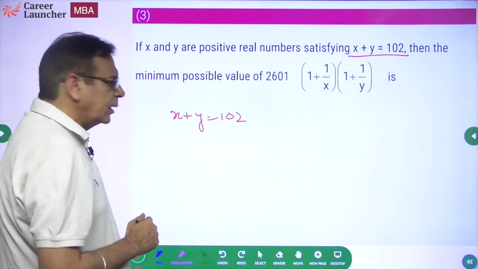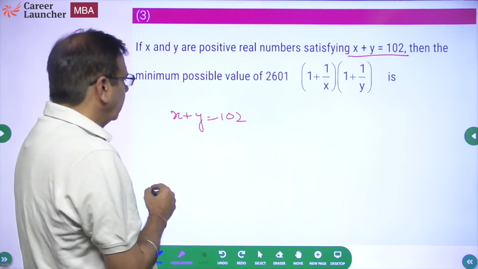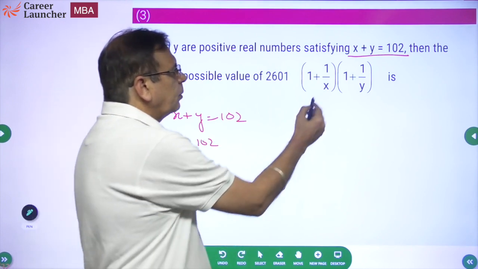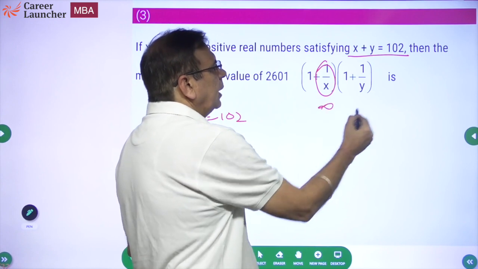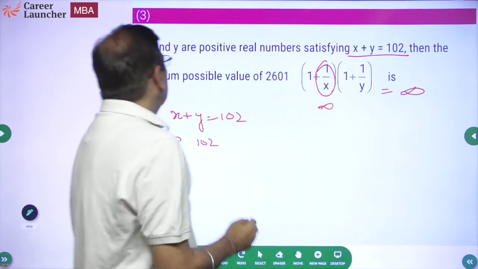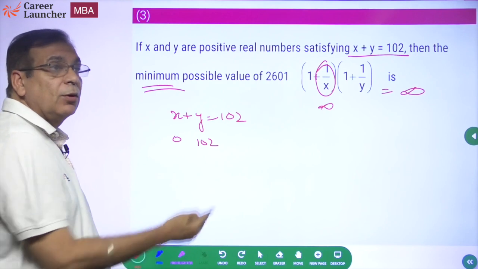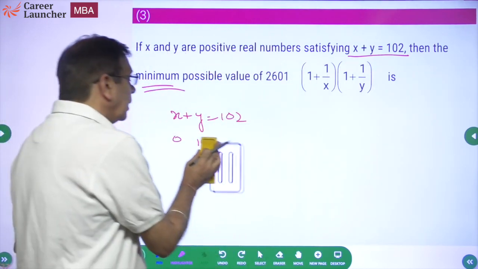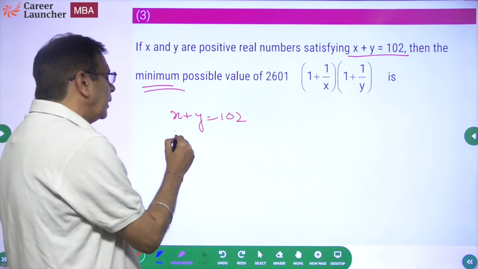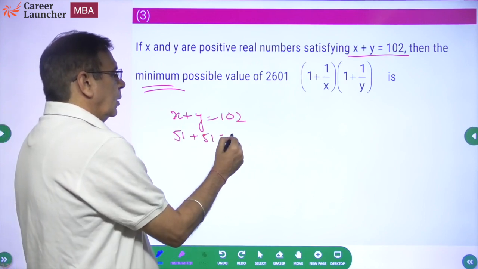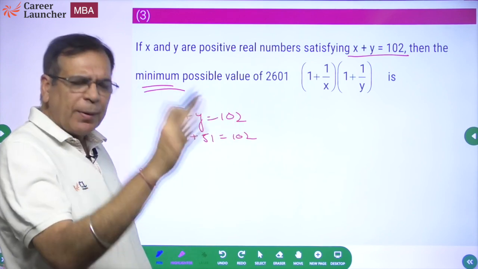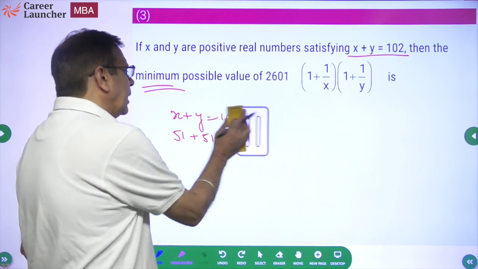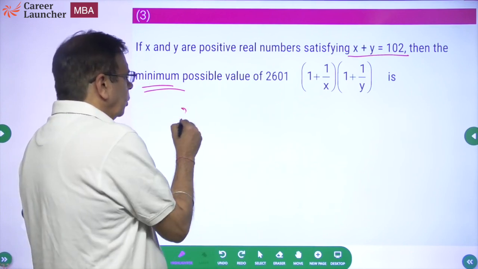So if x plus y is 102, okay, that is what is given. Supposing I take x equal to 0, y equal to 102, what will this become? This will become infinity, and the value will be infinity. But we want to look at the minimum possible value. This is the maximum possible value. So where should your answer lie? Your answer will lie at x equal to y equal to 51. Okay. Remember, your maxima minima will typically be at the extremes or at the midpoint. So I'm taking x and y each as 51. So what does this become?